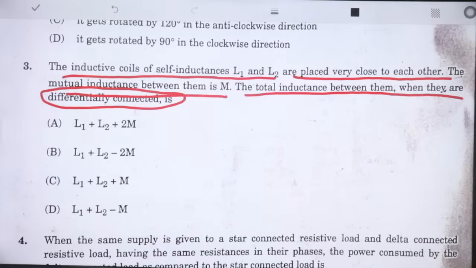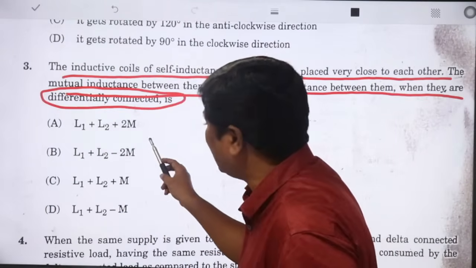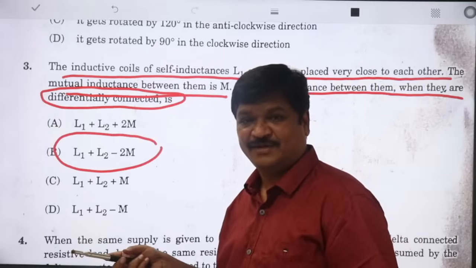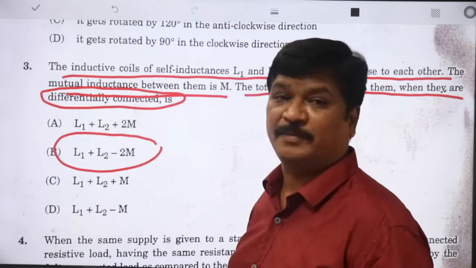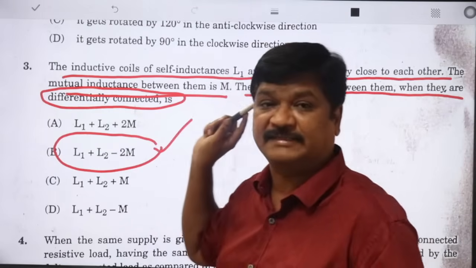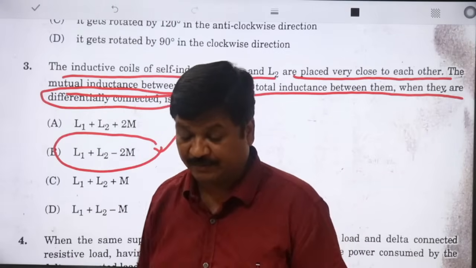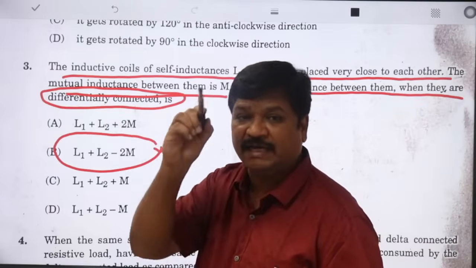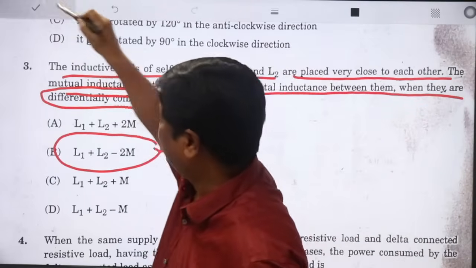Some students are giving a wrong answer. Actually it is a series opposing differential compound generator. You may have studied it in the DC generator. Differential means opposite combination. That's why L1 plus L2 minus 2M is the right answer. It is like an opposition. Students have to understand that differential means opposition. Only thing is that. Next.